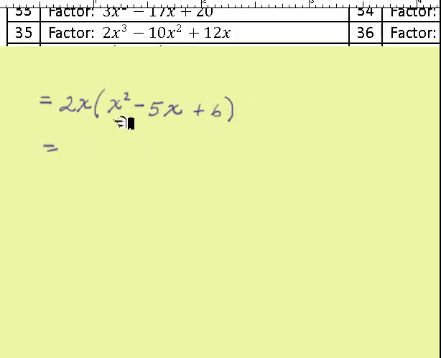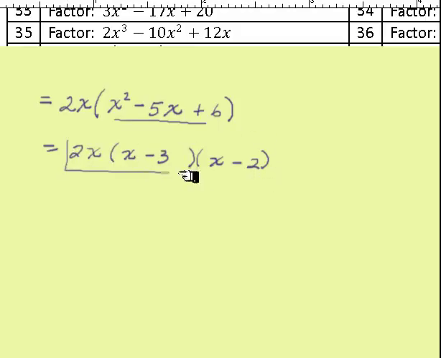Okay, now this quadratic in parentheses could be factored further. It factors further as x minus 3, x minus 2. Just check the middle term, make sure that's right. Minus 3x minus 2x gives us the minus 5x, so that's it.